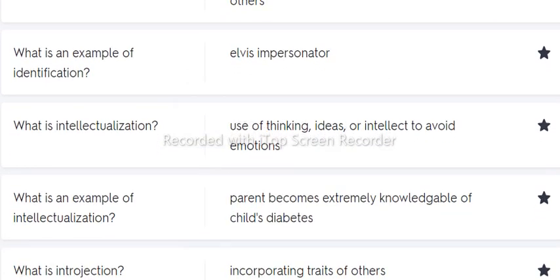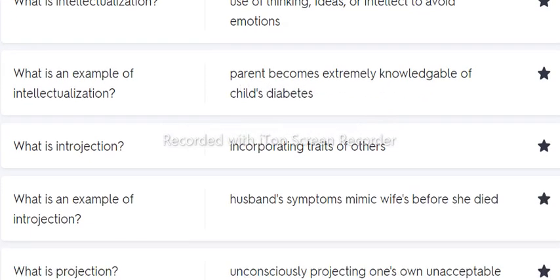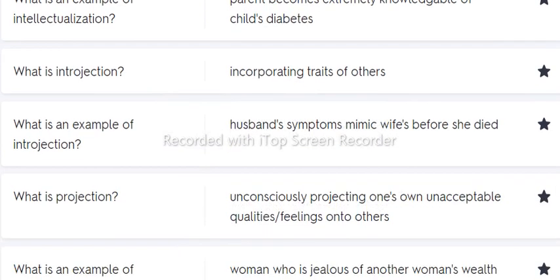What is intellectualization? Use of thinking, ideas, or intellect to avoid emotions. What is an example of intellectualization? Parent becomes extremely knowledgeable of child's diabetes. What is introjection? Incorporating traits of others. What is an example of introjection? Husband's symptoms mimic wife's before she died.